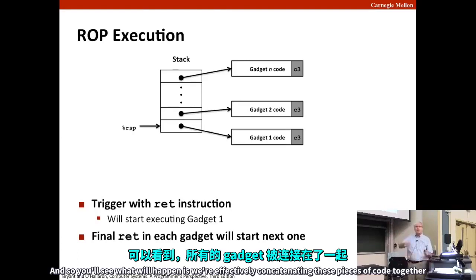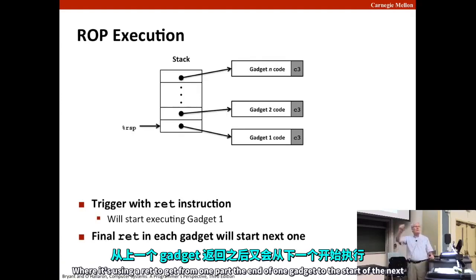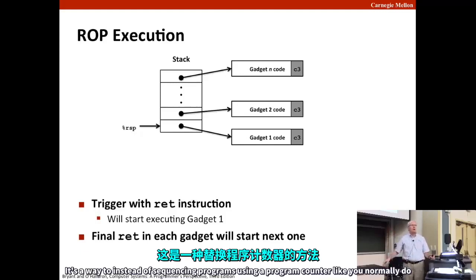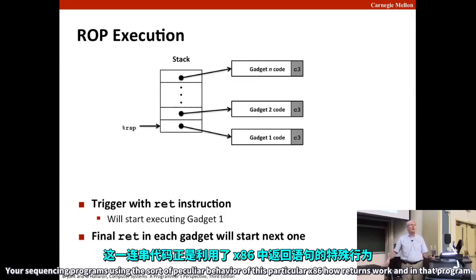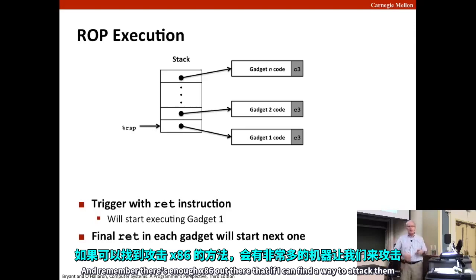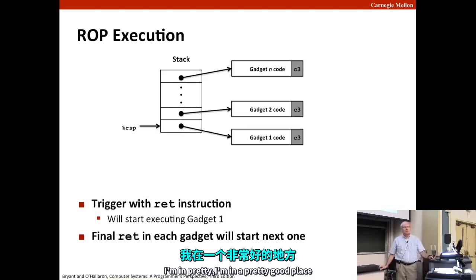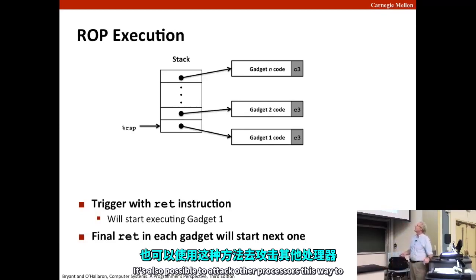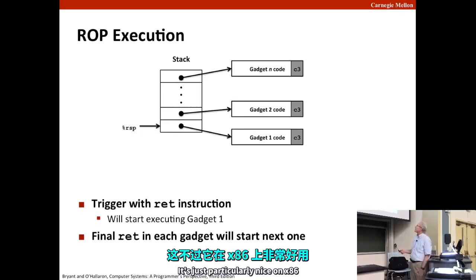And so you'll see we're effectively concatenating these pieces of code together, using a ret to get from the end of one gadget to the start of the next. That's why it's called return-oriented programming. Instead of sequencing programs using a program counter like you normally do, you're sequencing programs using the peculiar behavior of how returns work in x86. And remember, there's enough x86 out there that if I can find a way to attack it, I'm in a pretty good place. It's also possible to attack other processors this way too. It's just particularly nice on x86.